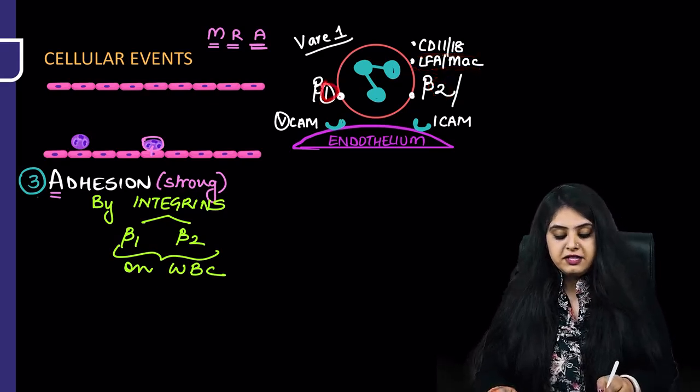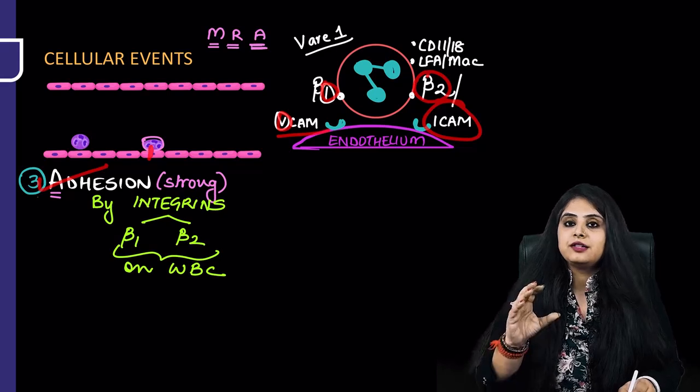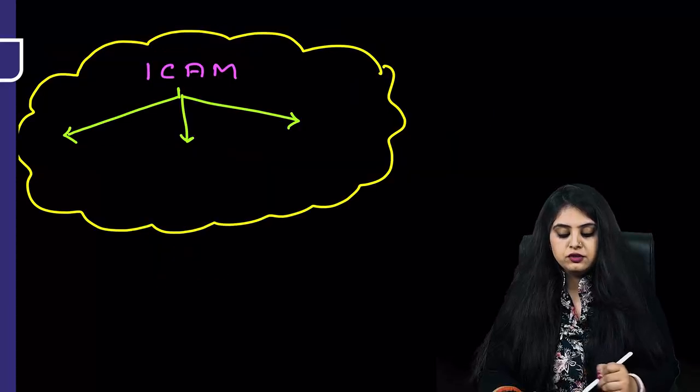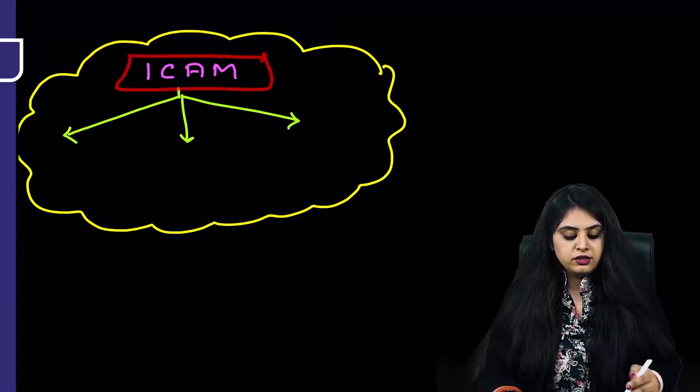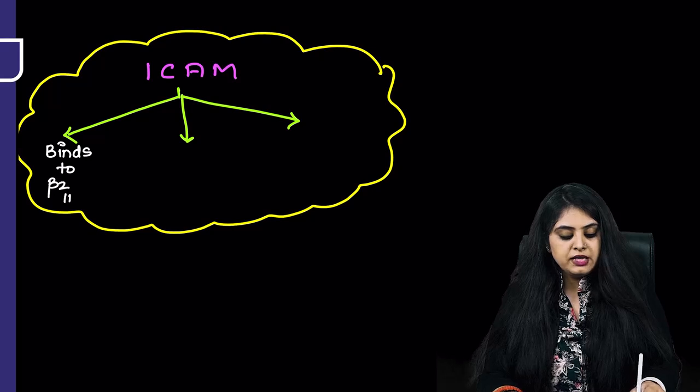So beta 1 binds to VCAM1, beta 2 binds to ICAM, and that is the Fevicol. The cell is stuck here, that is adhesion. Before I move forward, do you know this ICAM gets you a lot of questions in all 19 subjects? What are those? Can you tell me ICAM in pathology binds to what? Beta 1 or beta 2? It binds to beta 2 integrin.